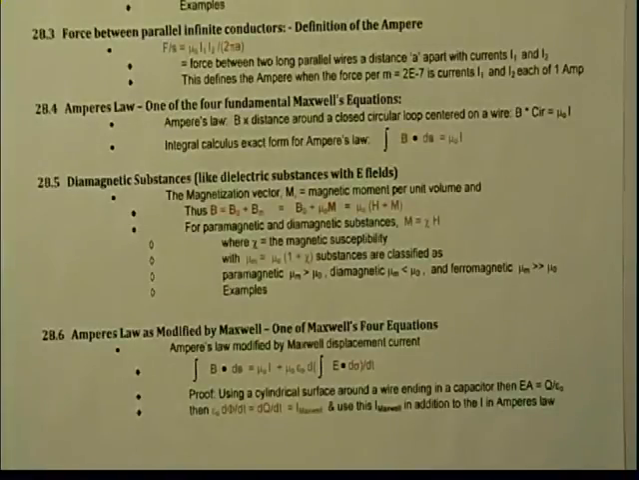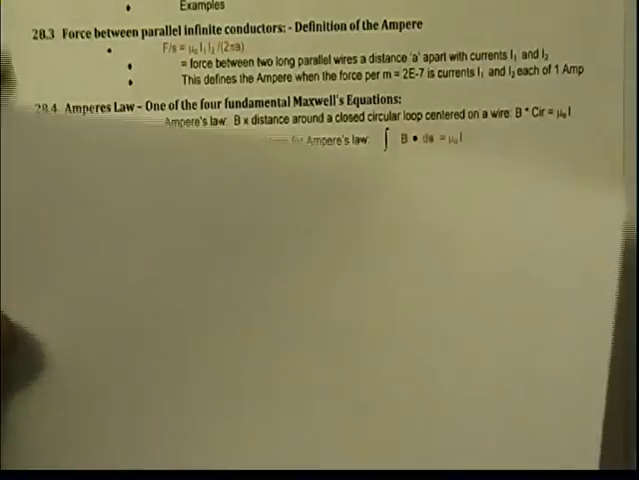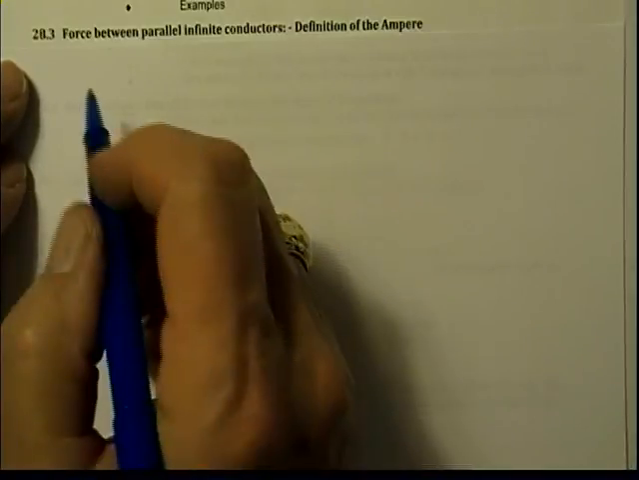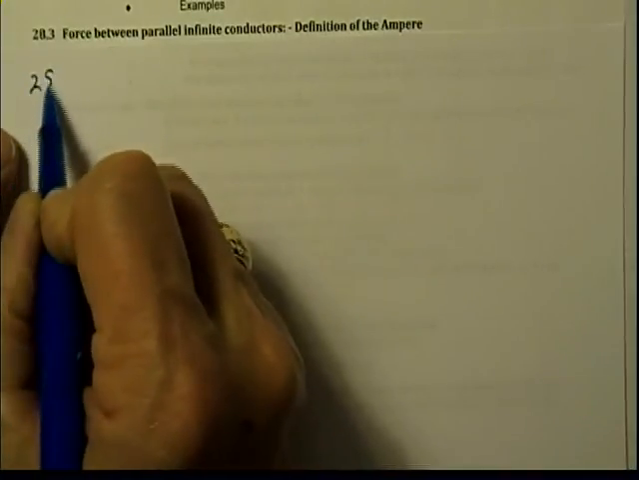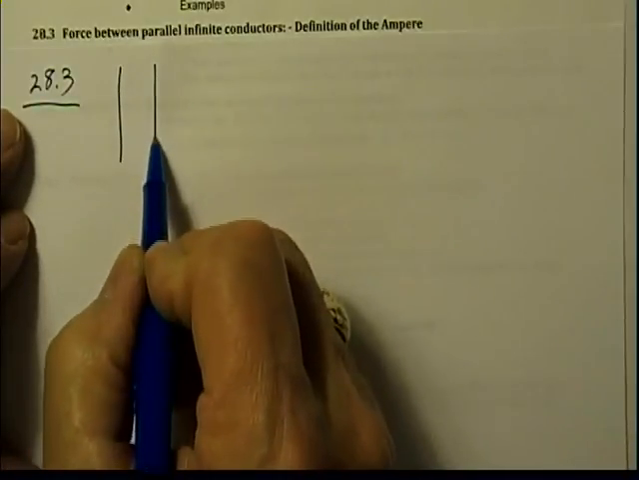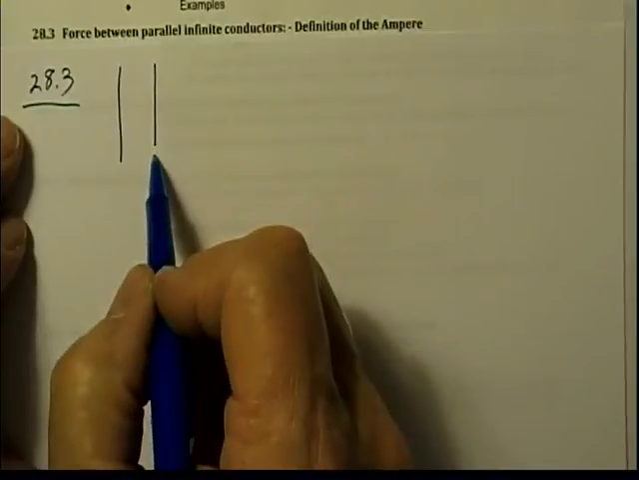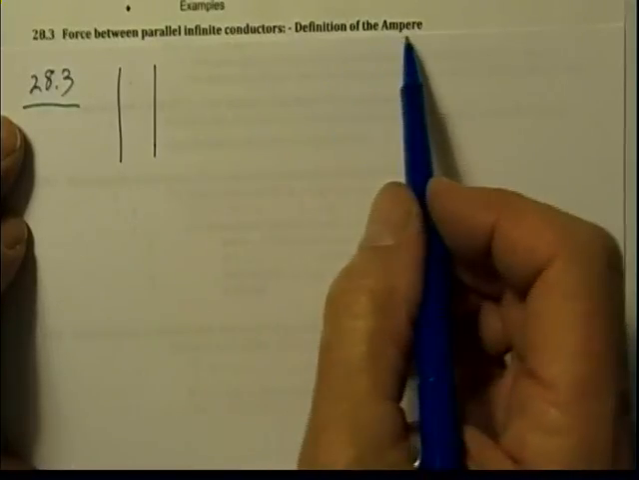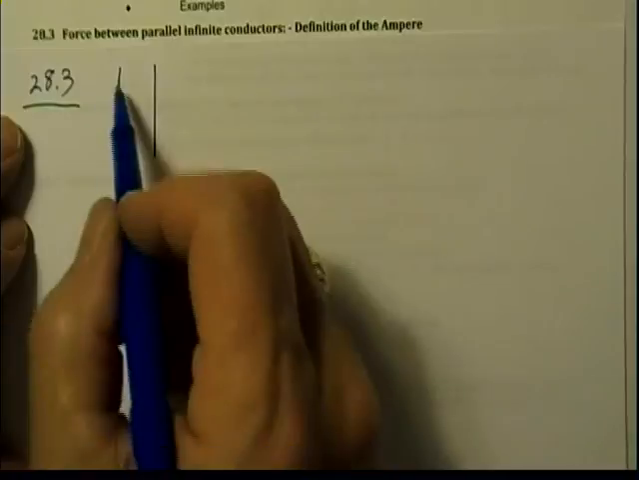We continue now in Chapter 28 on the sources of magnetic field with Section 28.3, this module. Module 28.3 concerns the force between two infinitely long parallel conductors. We want to look at two infinitely long wires, and the reason that this is very important is it's used to define the ampere itself.